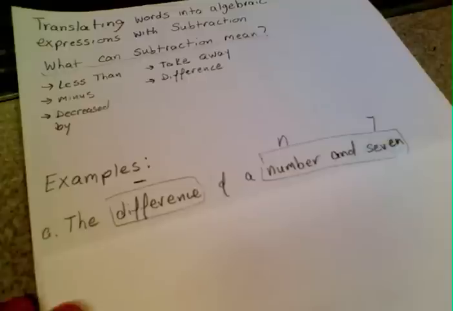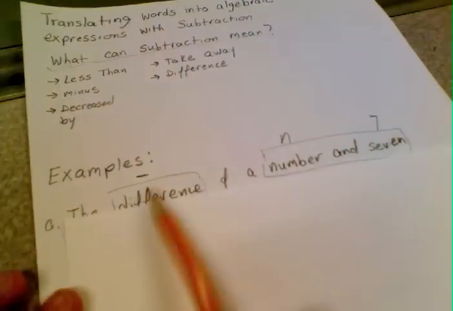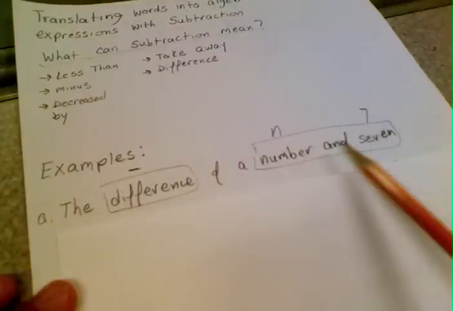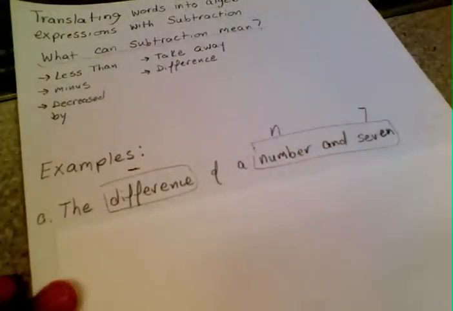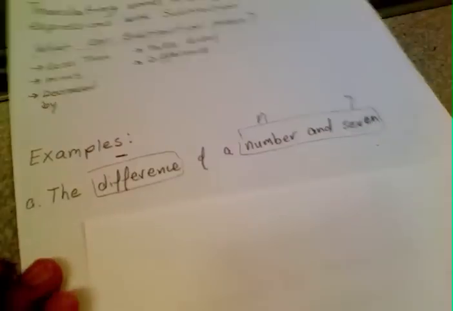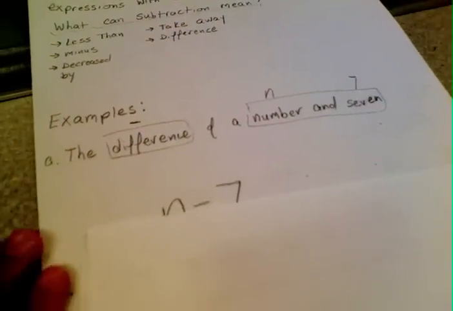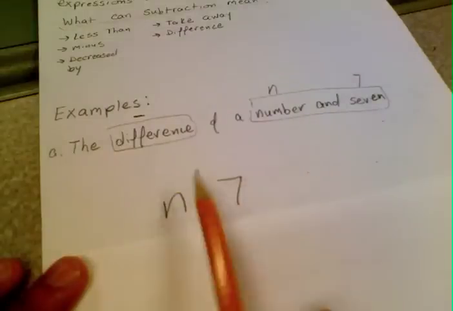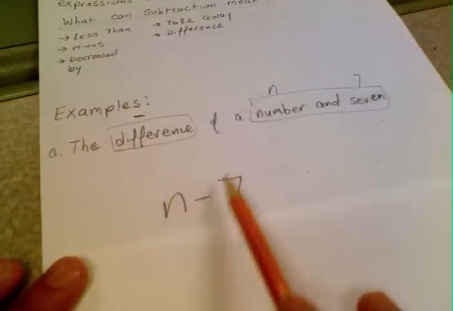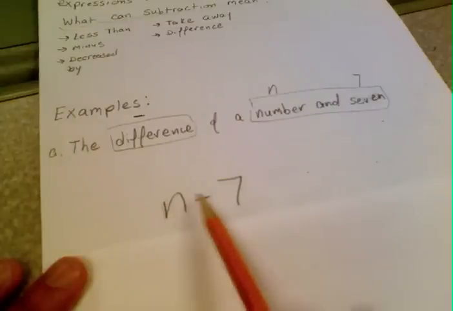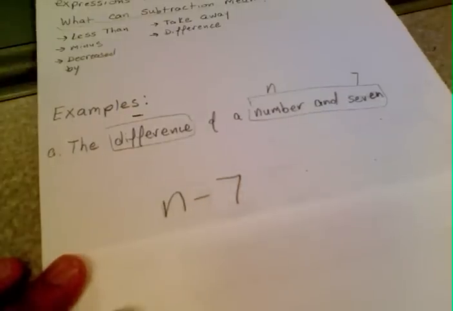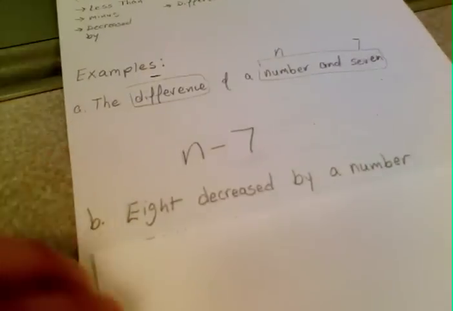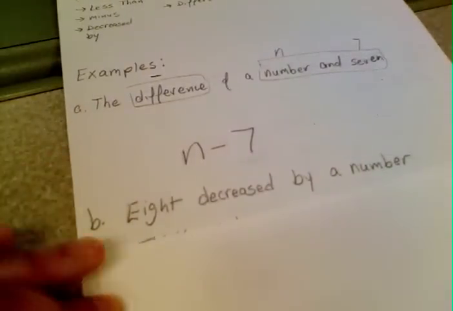Now I just have to think to myself, where am I going to put that minus sign? Is my n going to come first, or is my 7 going to come first? Well, I see that the n is to the left of the "and," so that tells me it's going to come first. Then I put my minus sign right in between the n and the 7. So the difference of a number and 7 is written algebraically as n minus 7. Would you go ahead and try example B with your partner?